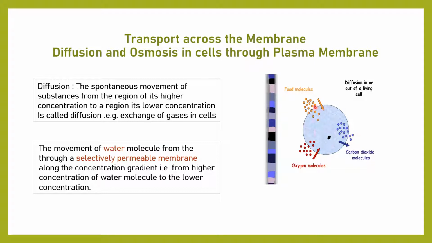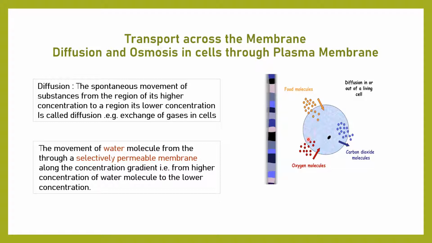Food molecules also move inside. In the small intestine, where the food molecules are absorbed by blood vessels, these nutrients are then taken by blood to the different parts of the body, to each and every cell, where the food molecules move inside the cell, okay, from higher concentration to the lower concentration. The concentration of food molecules is higher in blood and it is given to the cell by the process of diffusion.